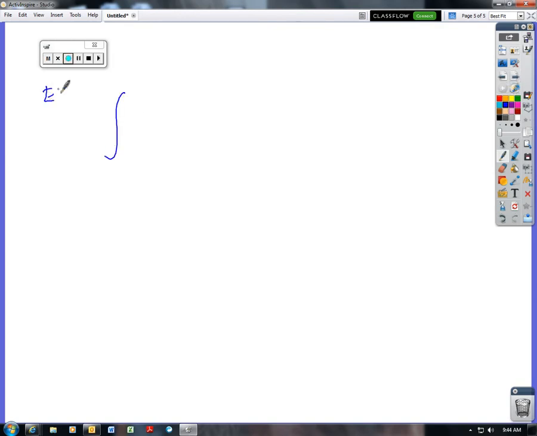So this is example 7. Integral of x cubed minus 2x squared plus 5 dx. The first thing you need to do is recognize what sort of situation you have here, and this is a polynomial, so we are going to just use the power rule, and that means I'm going to be adding 1 to the exponent and then dividing by the new exponent. So 3 plus 1 is 4, and then you divide by that new exponent 4.